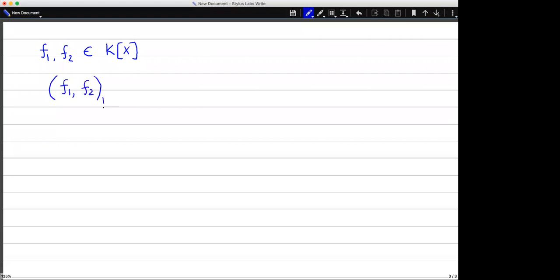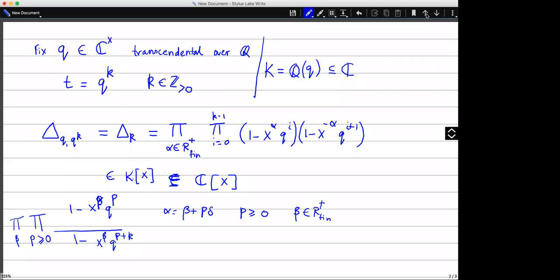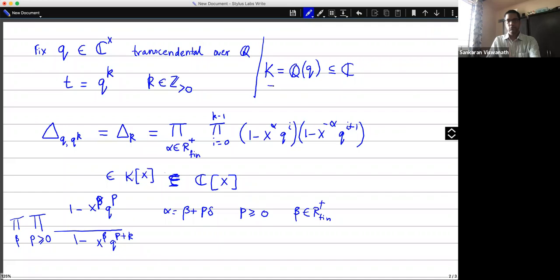Sorry, Viswanath, could you just track back? Sure. What was K now? K, the field, you mean? Yes. I've taken it to be Q. Q(q) is a transcendental element over Q. So I'm taking the subfield of C generated by Q. Okay, thank you. You'll see in just a second why I need this.